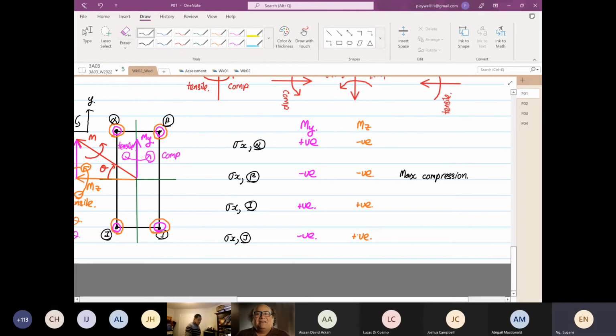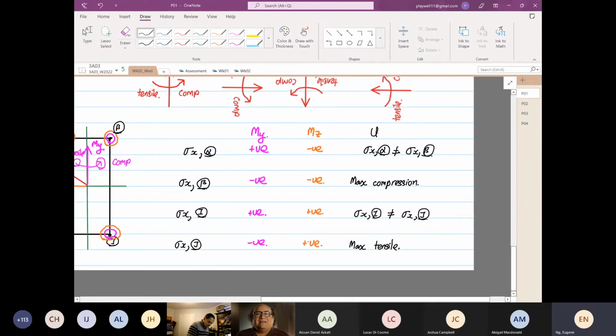Okay, and stress X at point J will have the maximum tensor. And what we realize is stress X alpha is not equal to stress X beta. Okay, and stress in the X direction of point I is not equal to stress X direction at point J. This is what we classify as unsymmetrical bending.